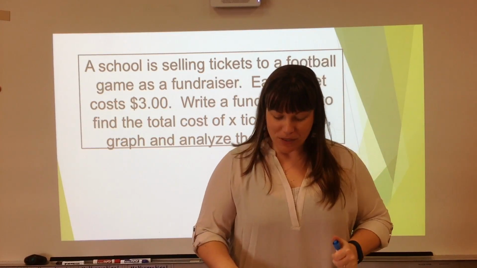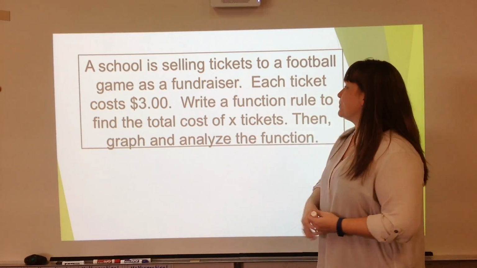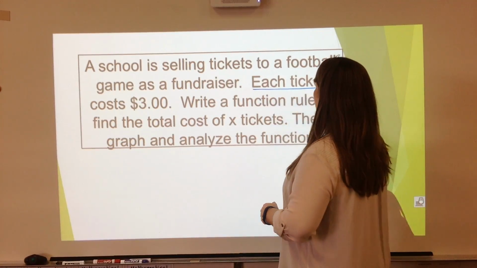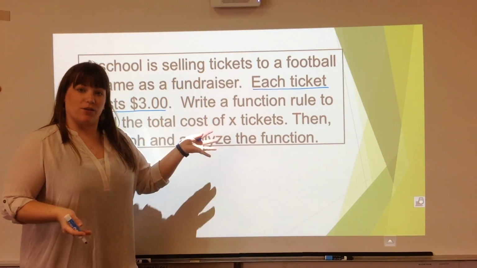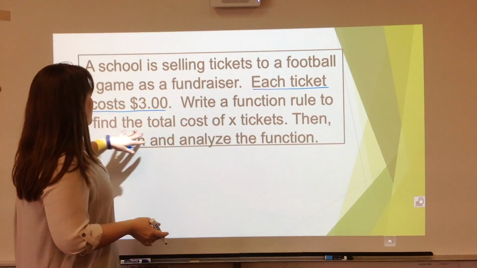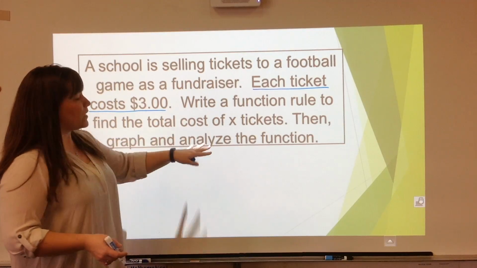So here we go. A school is selling tickets to a football game as a fundraiser. Each ticket costs $3. That sentence is important. Let's underline it. And here are the directions. We're going to write a function rule, that's the equation, to find the total cost of the X tickets, then graph and analyze the function.